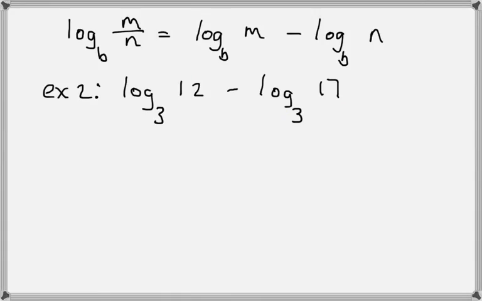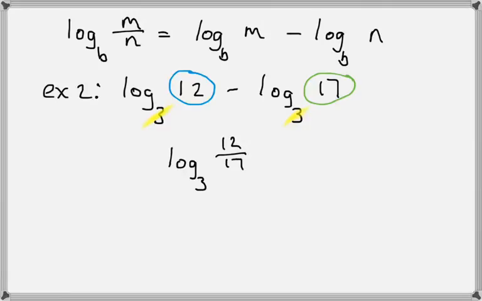Let's look at another example. Here we have log base 3 of 12 minus log base 3 of 17. First you need to check, are the bases the same? Well, here we have a 3 and here we have a 3. They are the same, so we would be able to combine. So we would put this as a log base 3, and then we would take our first one, our m, in this case 12, and divide by our n, in this example, that's 17. So we have log base 3 of 12 over 17, and that would be our final answer.